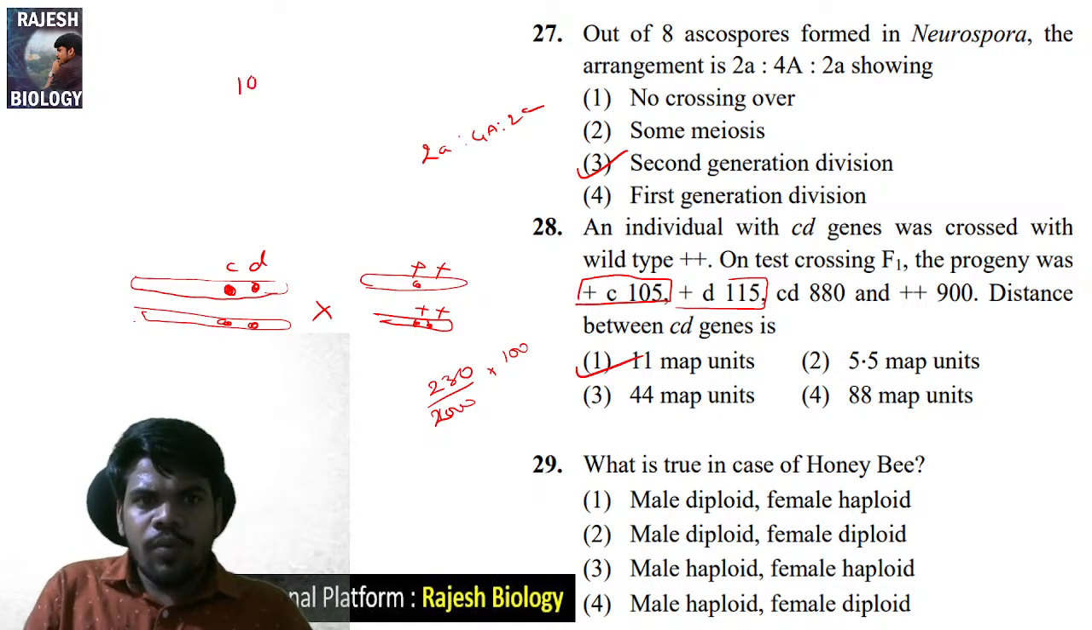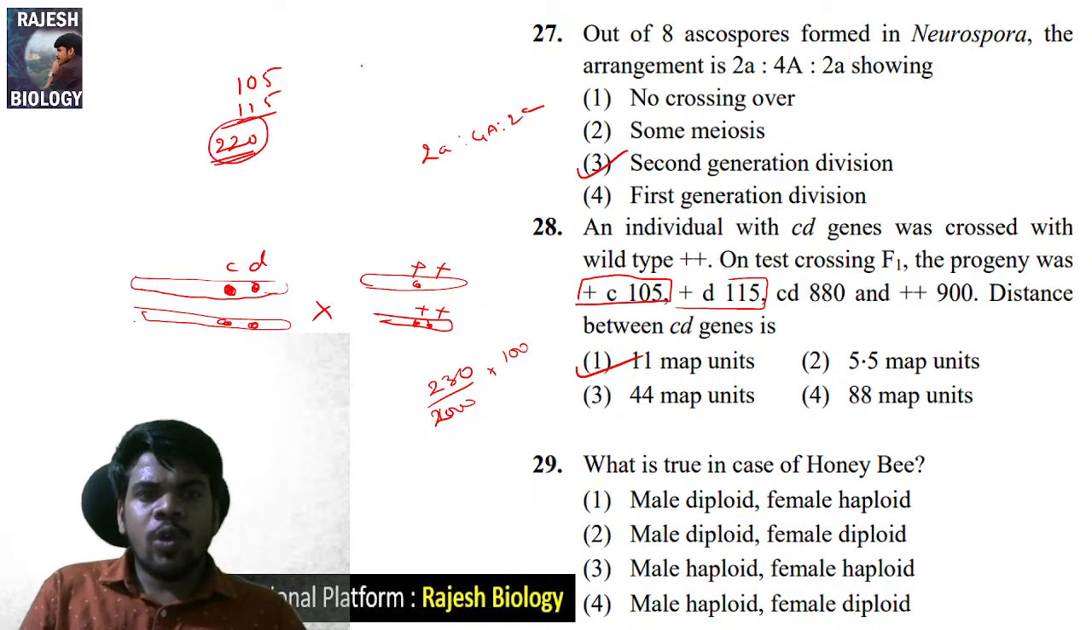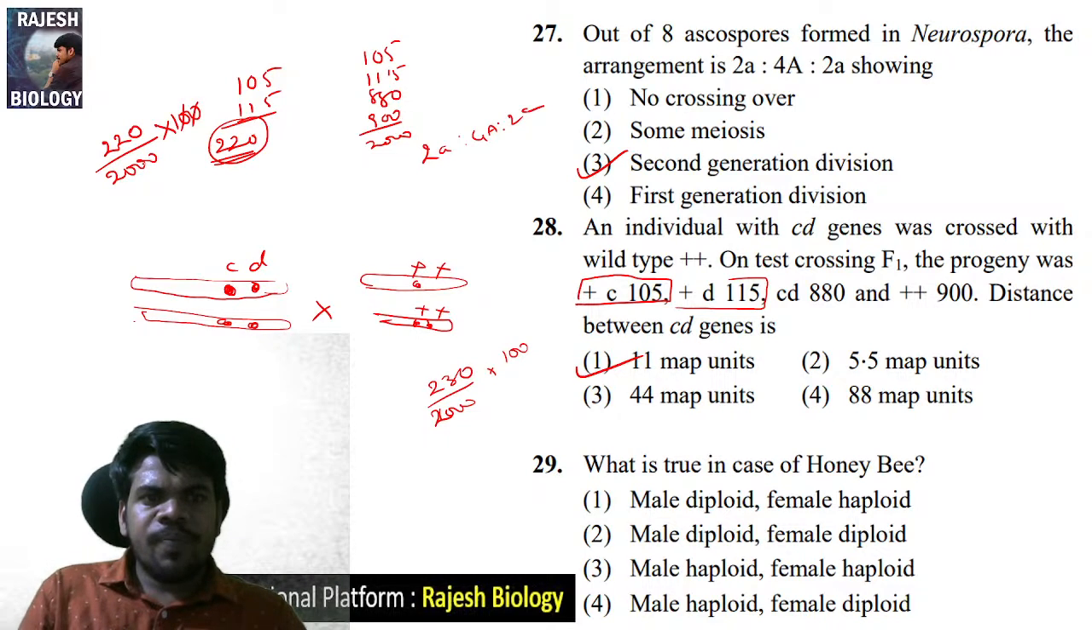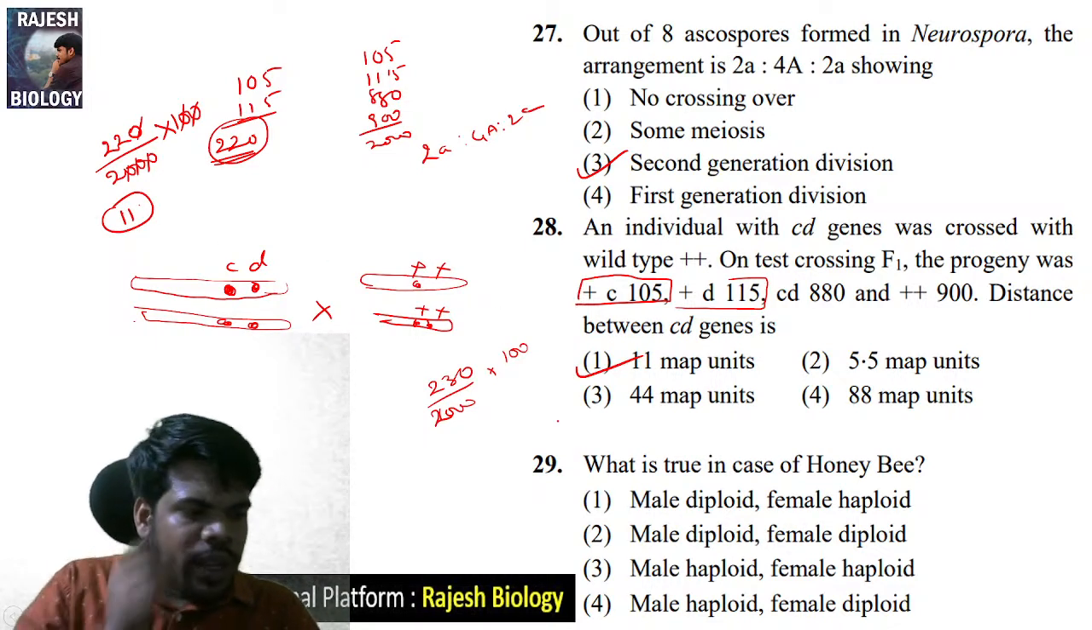So 105 plus 115 is equal to 220. It is the total number of recombinants. The total number of individuals are 105 plus 115 plus 880 plus 900, together 2000. Total number of recombinants, 220, by the total number of individuals, 2000, into 100. So 22 by 2, that is equal to 11. The right answer is 11, 28, 1.